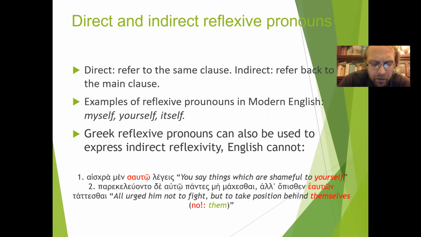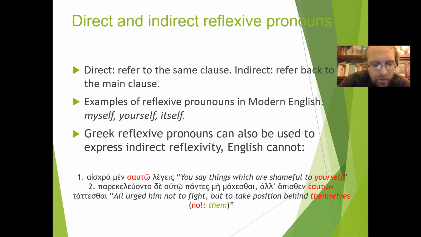Rather, we should have to say "all urged him not to fight, but to take position behind them," because if we would say "behind themselves," we would maybe be referring to themselves, that is the ones who are urged to take the position. But that's not what's meant here. We are saying that they should take position behind the ones who are asking for this position to be taken.